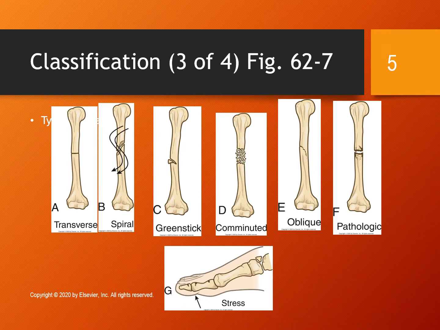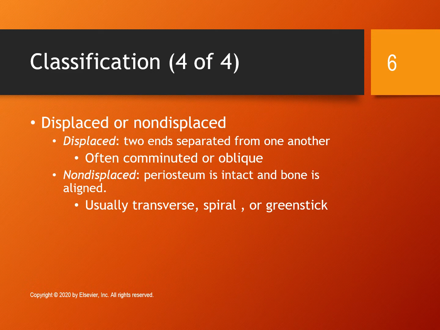Also different types of classifications: transverse, spiral, greenstick, these are common in children, comminuted, oblique, pathologic, and stress fractures. There's also displaced versus non-displaced. With displaced, the two ends of the bone are separated from one another. With non-displaced, the bone is still aligned. And non-displaced is more common in transverse, spiral, and greenstick. So just kind of know the difference between displaced versus non-displaced.